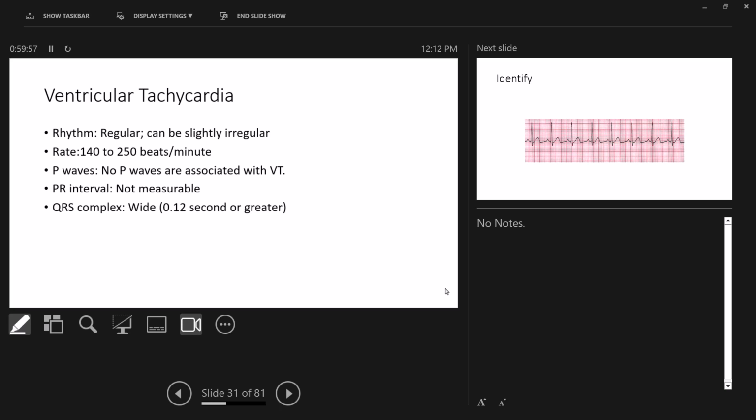Now, let me ask you a question. Tell me again, how do you identify the difference between VTAC and torsades? If it's consistent, like when I say the morphology, I mean if the size and shape of the wave is the same, it's a VTAC, and if it's changing throughout, it's torsades. Okay, excellent answer. Very good.